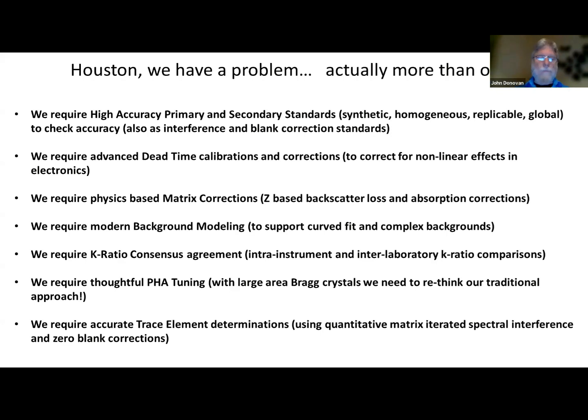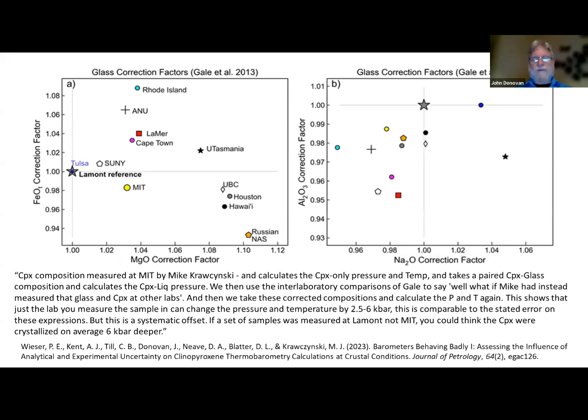The problem with standards is pretty well laid out in this figure from a recent paper published last year. The conclusion of this paper is basically that every lab produces statistically significantly different results from each other. That is not a good sign in science. We should all be getting the same answer within statistics, but we don't.